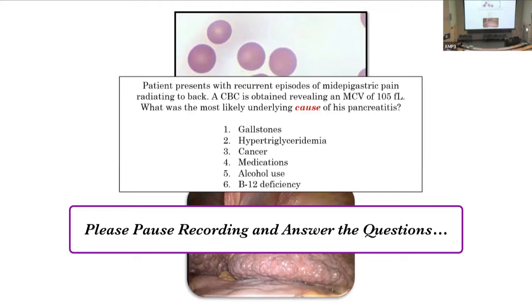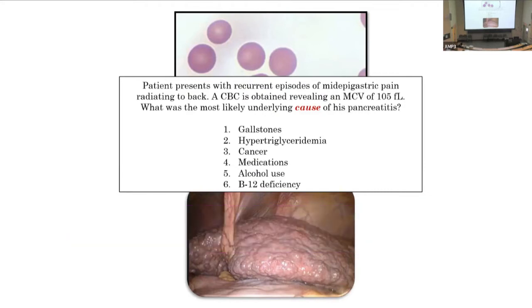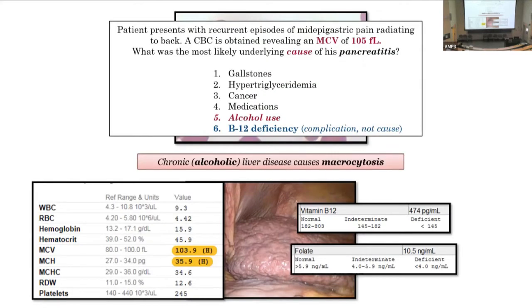Patient presents with recurrent episodes of mid-epigastric pain radiating to the back. That's recurrent pancreatitis. CBC reveals an elevated MCV. What's the most likely cause of the pancreatitis? It's the MCV in this question that is telling you that this patient is using alcohol. The high MCV doesn't go along with gallstones, high trigs, et cetera. B12 deficiency does certainly go with a high MCV, but it doesn't really have anything to do with a cause of the pancreatitis. In this instance, with a high MCV, you get B12 and folate levels, and that is the footprint of a patient who is using alcohol.